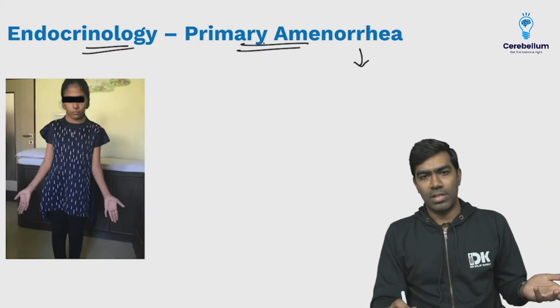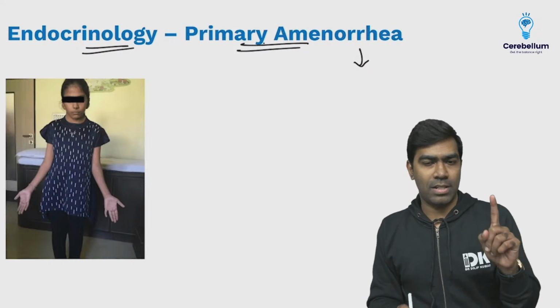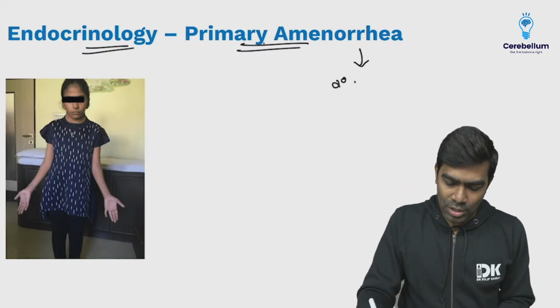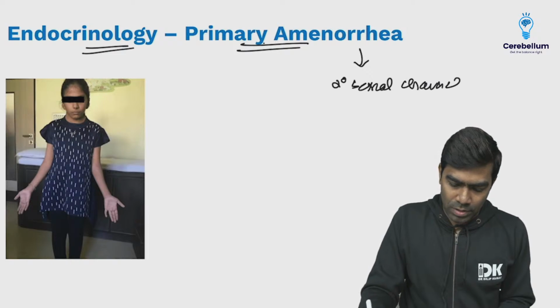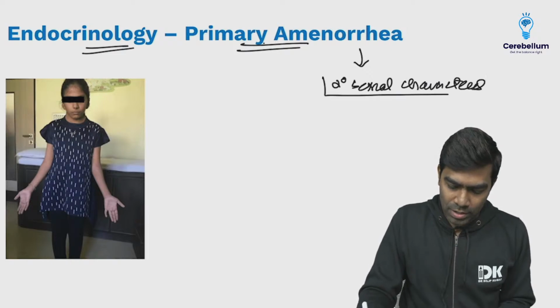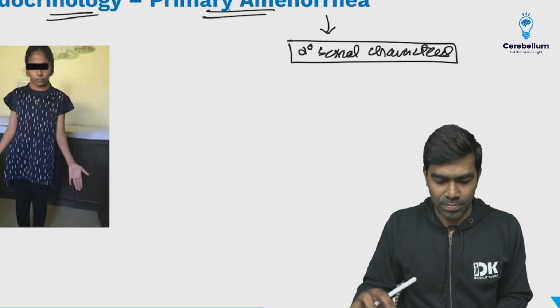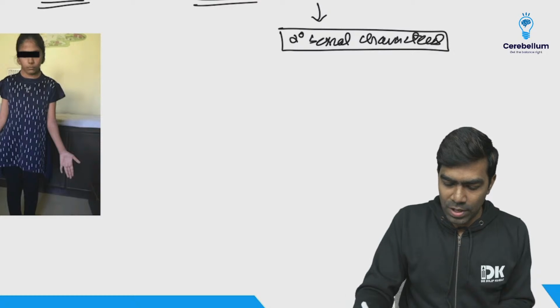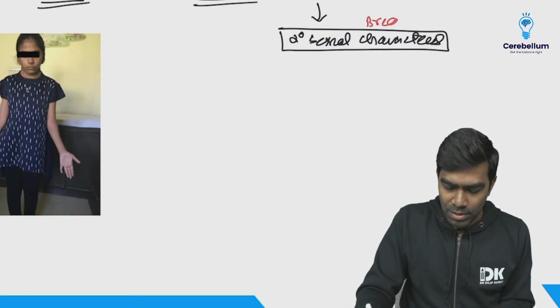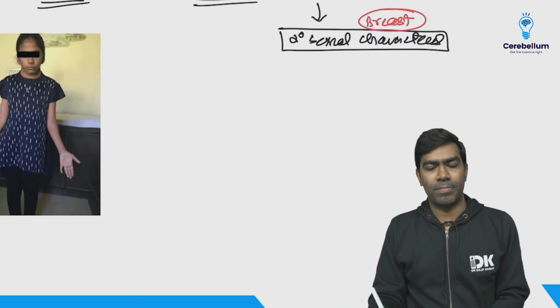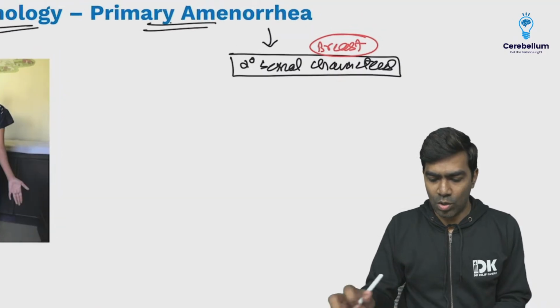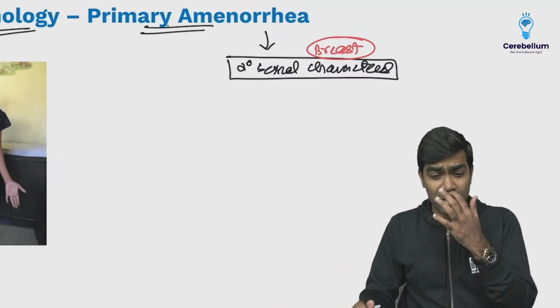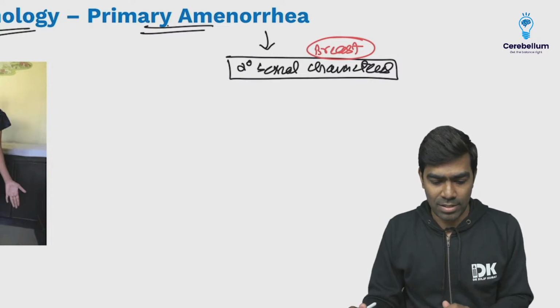Yeah, the most common cause is Turner syndrome. But the first step is to assess secondary sexual characters. Secondary sexual characters predominantly means breast development. Whether the patient is having good breast development or not, we have a separate staging system for that, called Tanner staging.